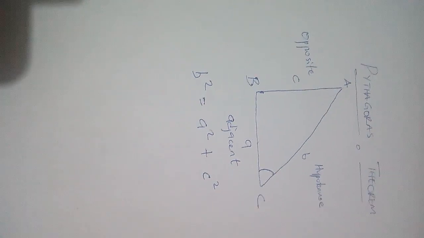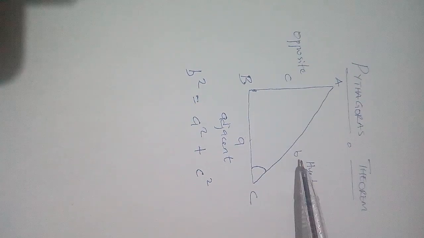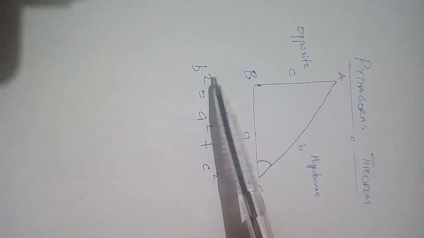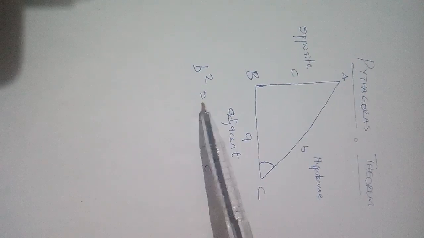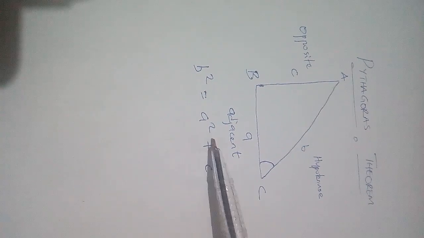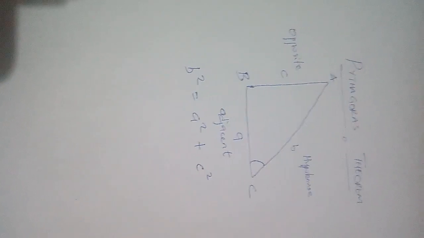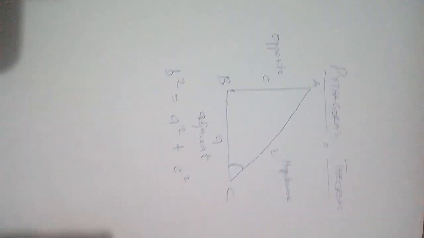I'll go over it again. To get the hypotenuse, the square of it, which is b square, is equal to the square of the adjacent, which is a square, plus the square of the opposite, which is c square. Alright, let's see an example.